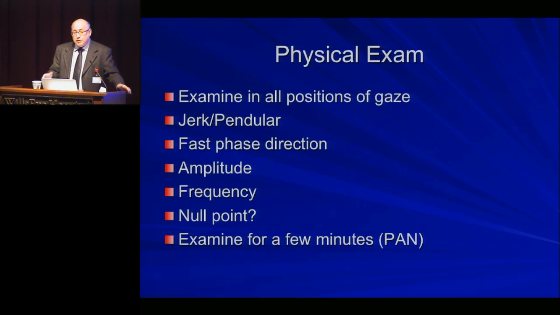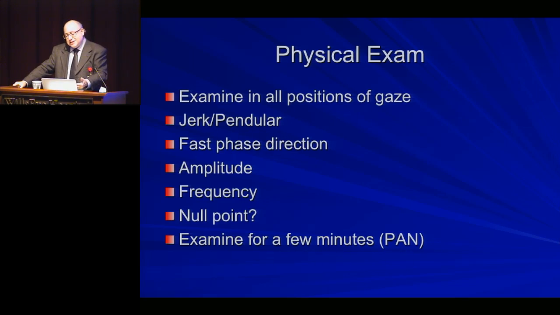So we look at them in all positions of gaze. We describe in each position as a jerk or pendular. We define the fast phase direction, the amplitude and frequency. Is it rapid and small, or is it slow and large amplitude? We want to see if there's a null point. And we want to examine them for a few minutes, because if they have periodic alternating nystagmus, it's going to switch direction. So once you do these things, you can really sort out what kind of nystagmus you have. Fortunately, I think most people see someone with nystagmus and they just call and say, hey, patient has nystagmus.